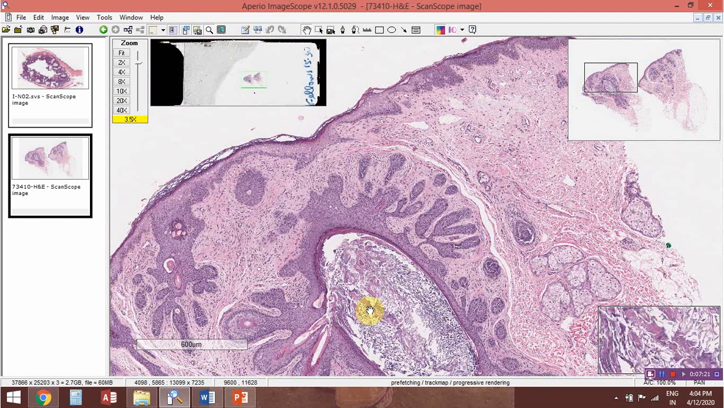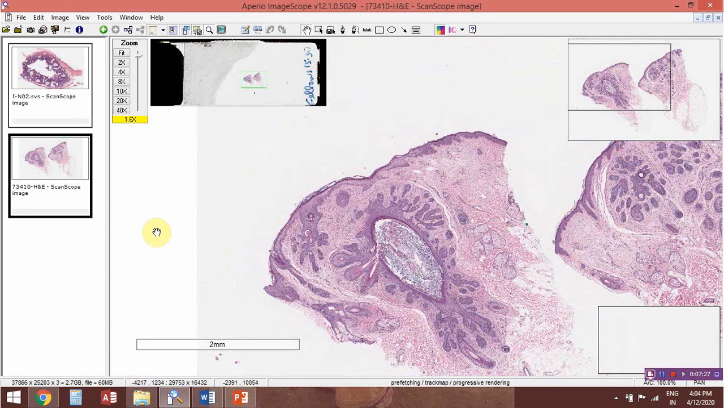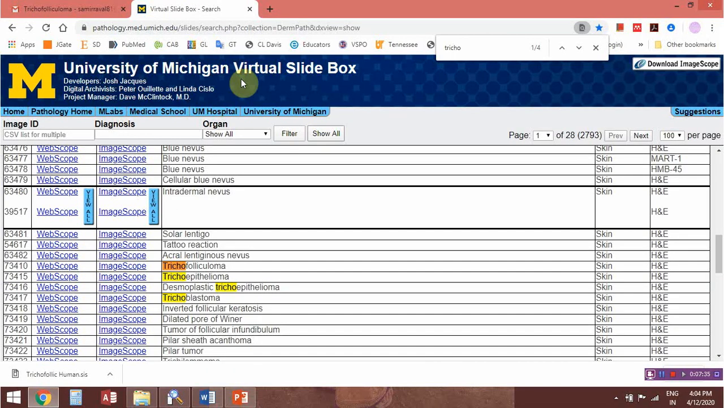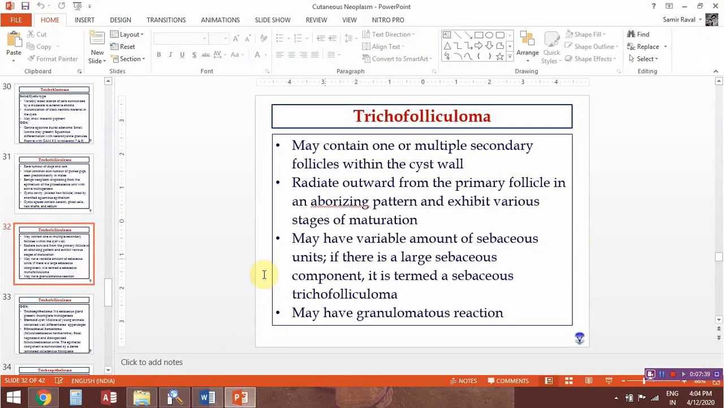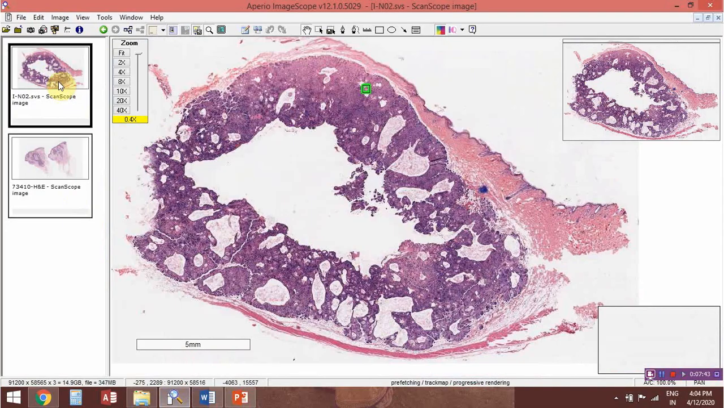So this is only a single large cystic follicle showing radiating secondary follicles. Okay, so this is actually a human case, so these are comparatively small lesions. These human cases are taken from this website. Now we'll see the actual lesions in dog. So here you can see this is a dog lesion.